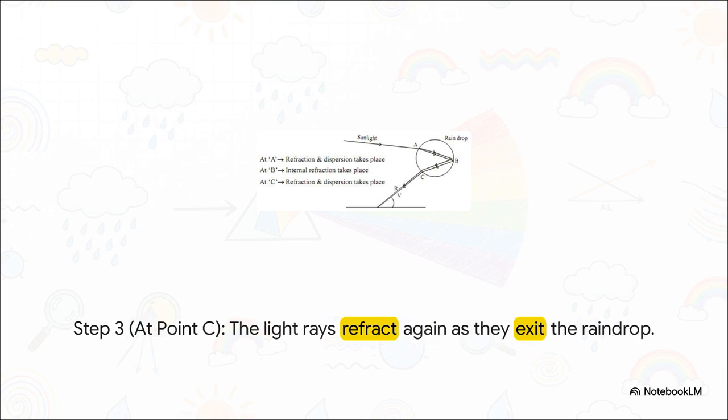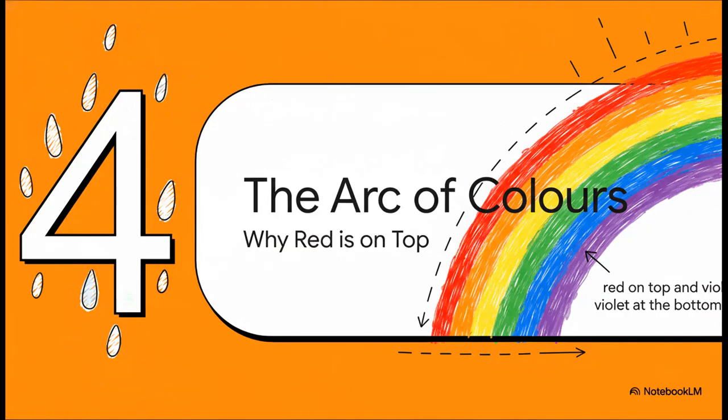And finally, step 3, at point C. After bouncing off the back, the light travels to the front of the drop to exit. Now, as it passes from water back into the air, it bends one last time. This is another refraction. And it's this light, after all this bending and splitting, that travels out and towards your eye. So now we understand what happens inside one single raindrop.